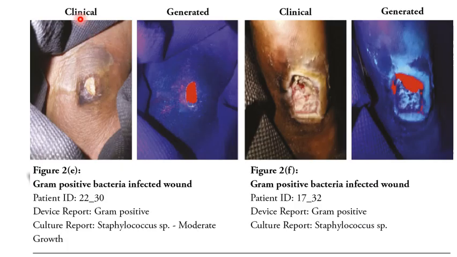So have a look. This is the clinical photograph. This is the AI generated image, and it shows that this is a gram positive bacteria infected wound, and when you do a culture it is Staph aureus. Similarly, there is another picture here. AI generated images of that particular patient can tell you that yes, there is bacteria here, whereas a naked eye examination by the doctor or the healthcare worker will not give much information other than telling you it's infected.